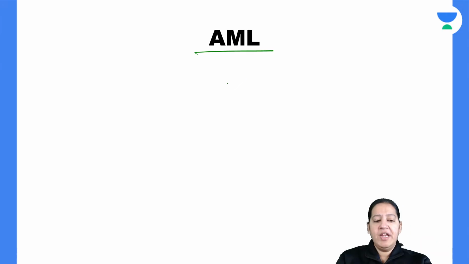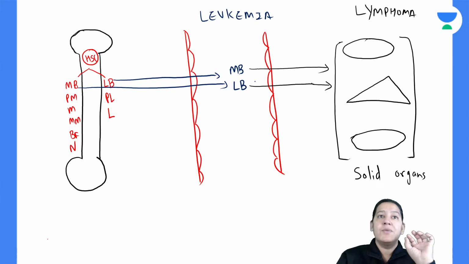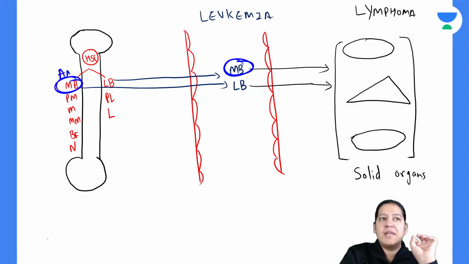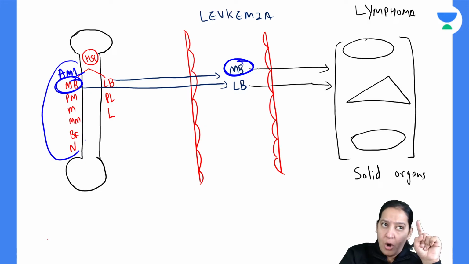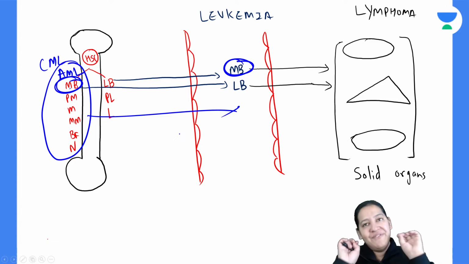As I have told you, in AML only myeloblast will be present in the blood, not all cells, right? So in AML only myeloblast is present. If only myeloblast is there, it is AML. If along with myeloblast all others are also there, it is CML. So write down crystal clear, they are coming in the blood. Everyone give me a thumbs up.